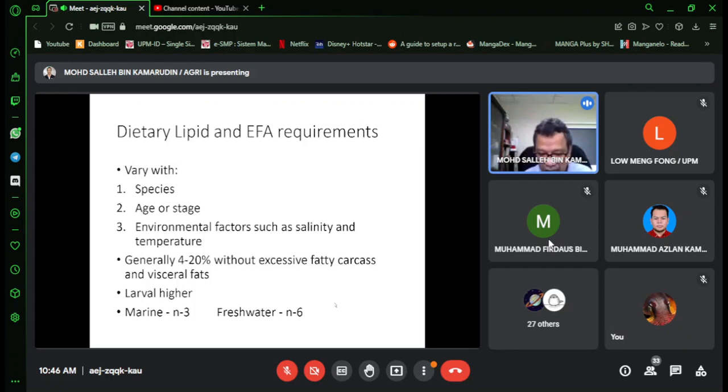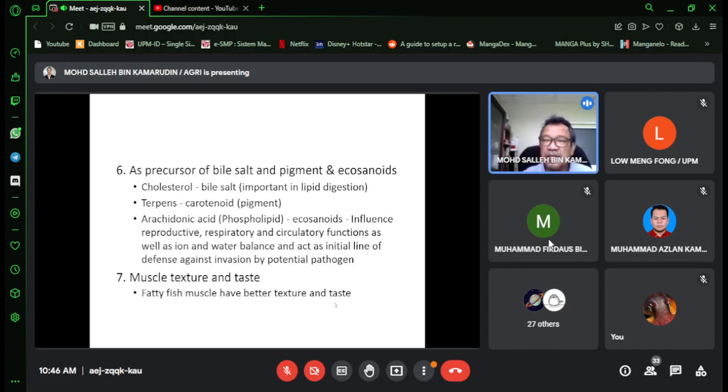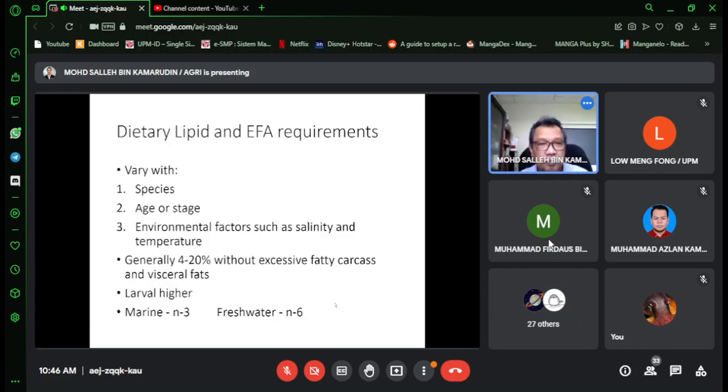There are what, 7 just now, the 7 function of lipid. So biasa macam ni, kalau ada 7 function, biasanya saya tanyalah, give me 5 function of lipid in fish.